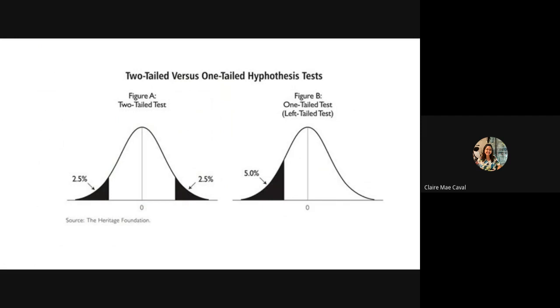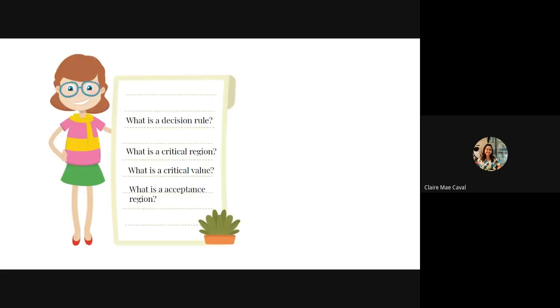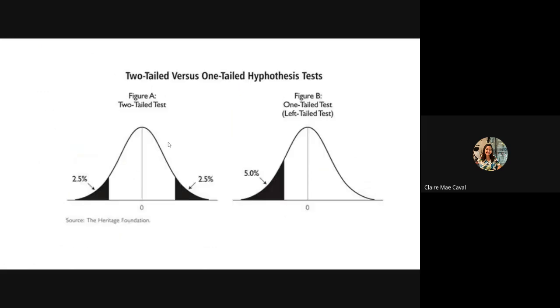How do you compute the critical value? There are statistical tables that will help you determine the critical value. Okay? What is an acceptance region? So this is the acceptance region, the one in white. Meaning, they are accepted. Okay?